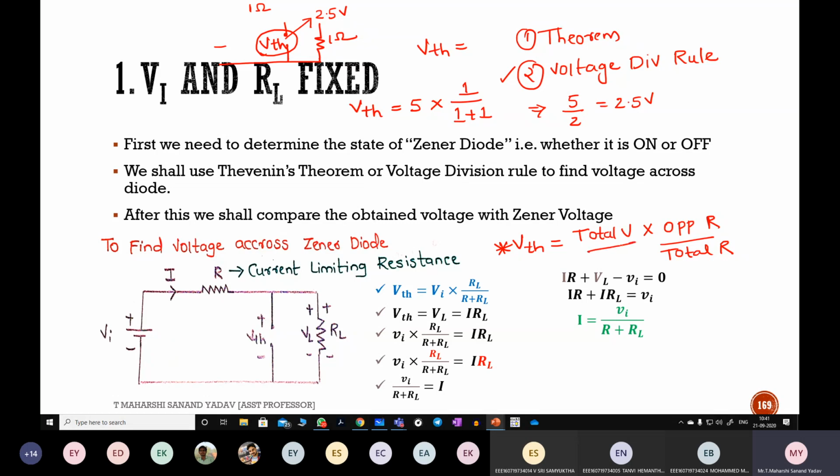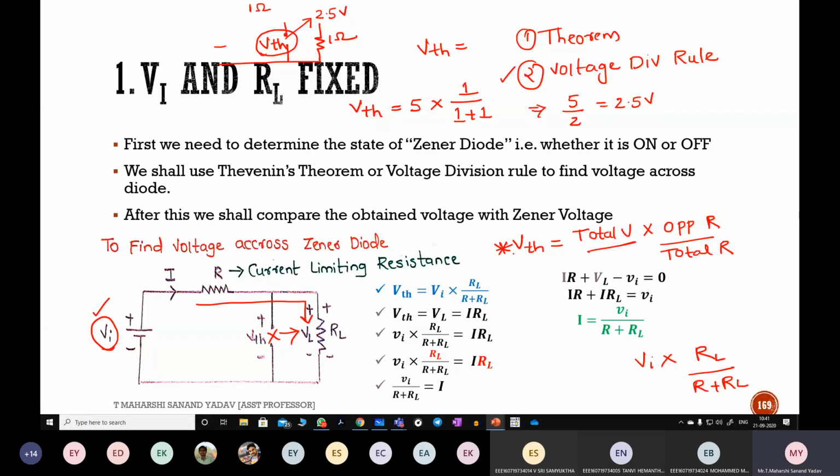Here the total input that I'm applying is VI, which is the input voltage. And what is the opposite resistor across this point? RL. So this is VI into the opposite resistance RL by the total resistance. They are connected in series, so R plus RL. Clear, or any doubts?